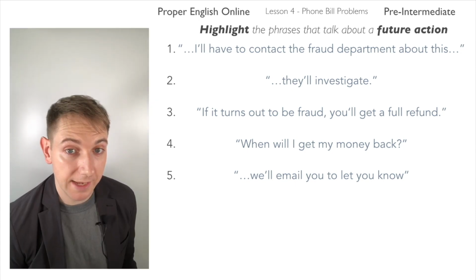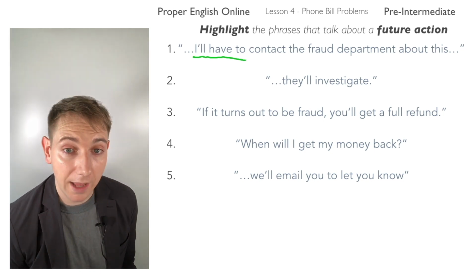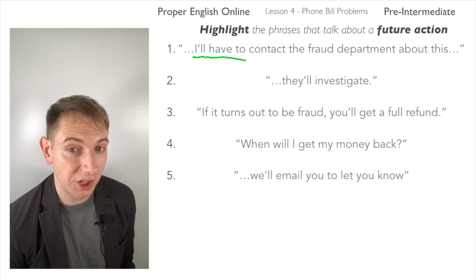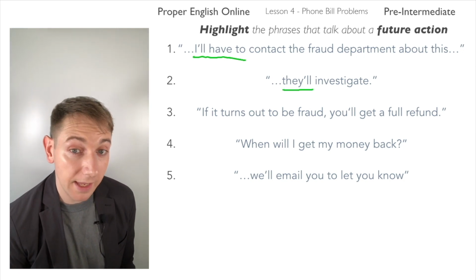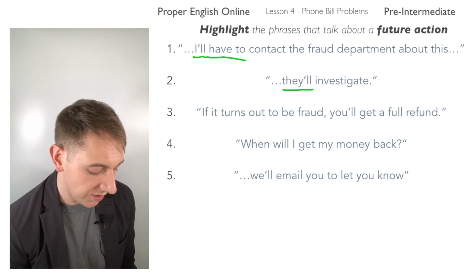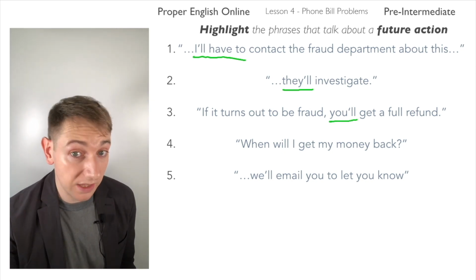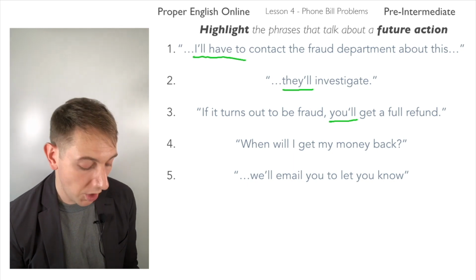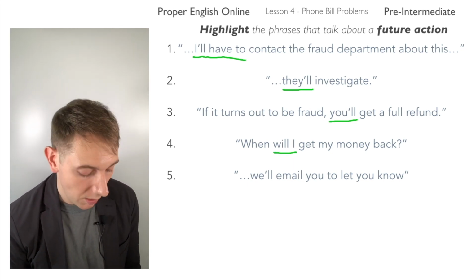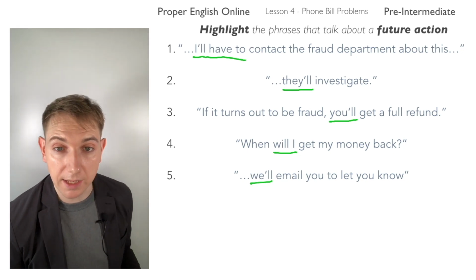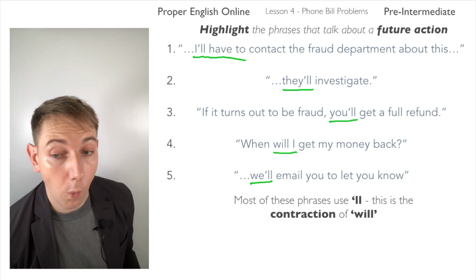Okay guys, so let's check together, shall we? The first one, we've got "I'll have to." That "I'll" is talking about the future, isn't it? And the next one, "they'll investigate." Again, talking about the future. This one too: "If it turns out to be fraud, you'll get a full refund." When? In the future, right? And the next one, "when will I?" Will, again. And finally, "we'll email you to let you know." So all of these phrases are using 'll or will.